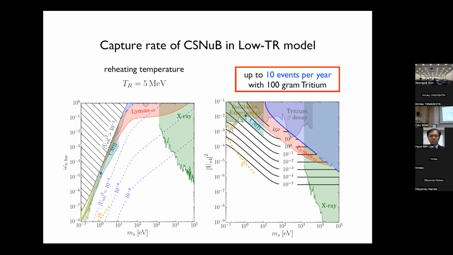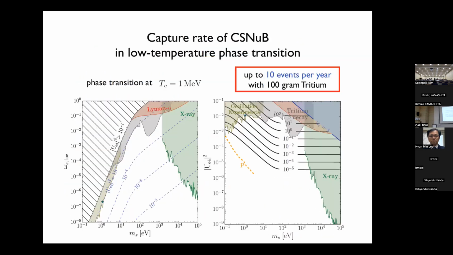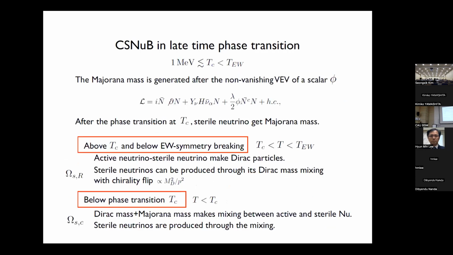I see. So this is not clustering. Yes. Okay. Another question: you briefly mentioned another mechanism to produce the dark matter abundance, the phase transition. What is the phase transition about? Yes, it generates the Majorana mass.